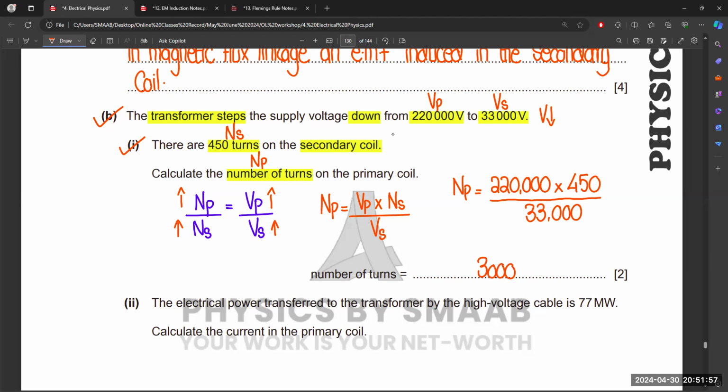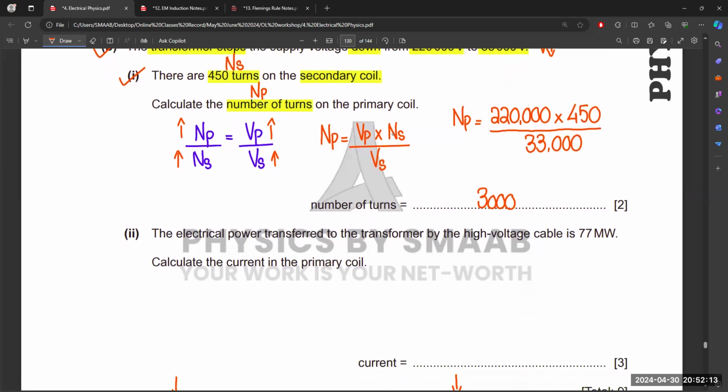So you can see the number of turns in the primary is 3000. The number of turns in the secondary is only 450. So now you can see when voltage decreases, the number of turns also decreases, right? In the next part, we have to find out the value of current. This is also simple. The electrical power transferred to the transformer by the high voltage cable is 77 megawatt. This is mega, 10 to the power positive 6. And calculate the current in the primary coil.